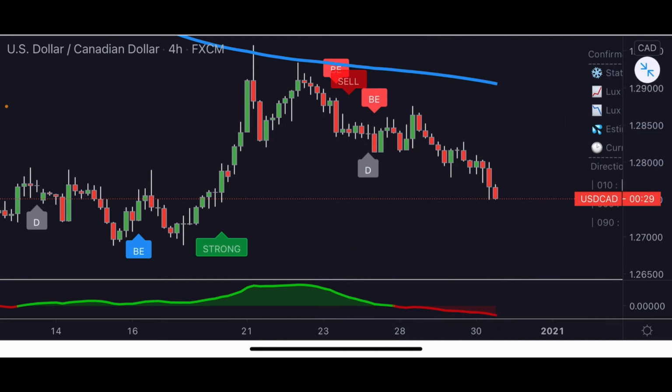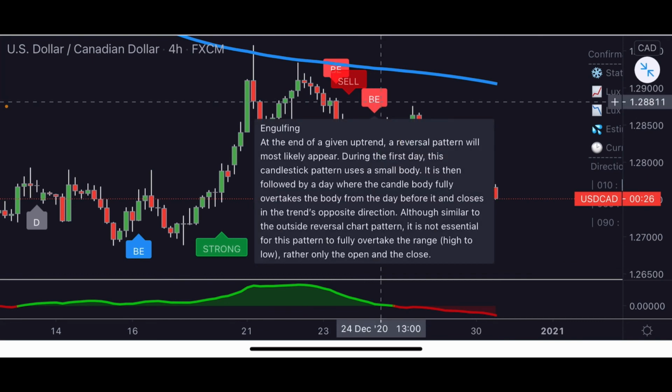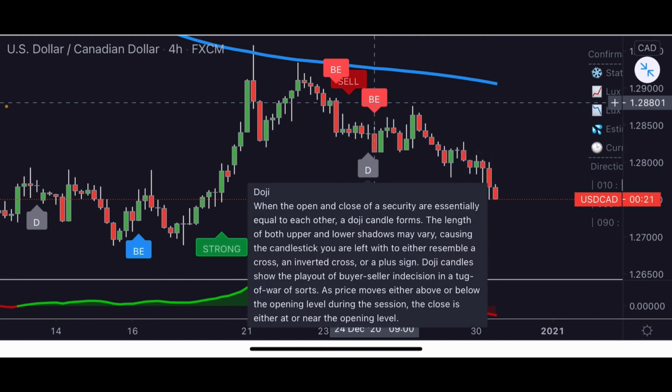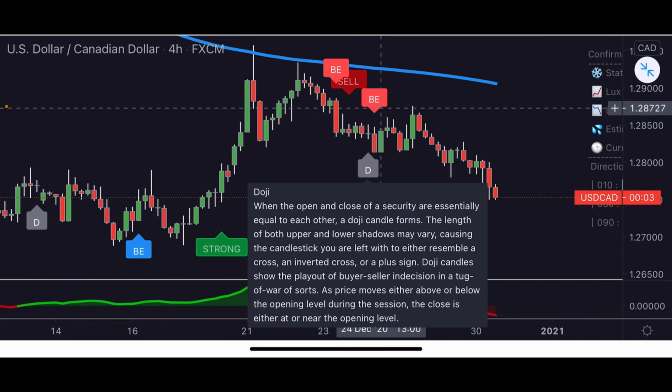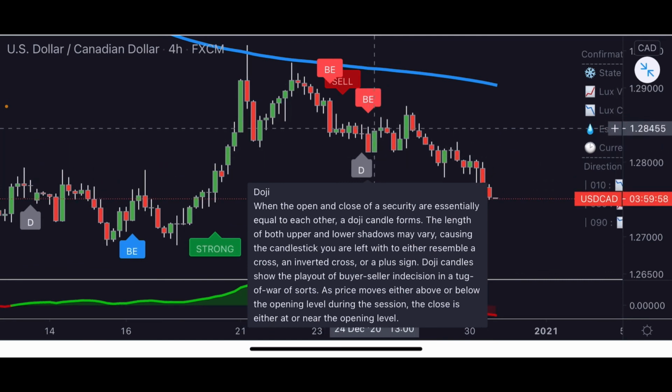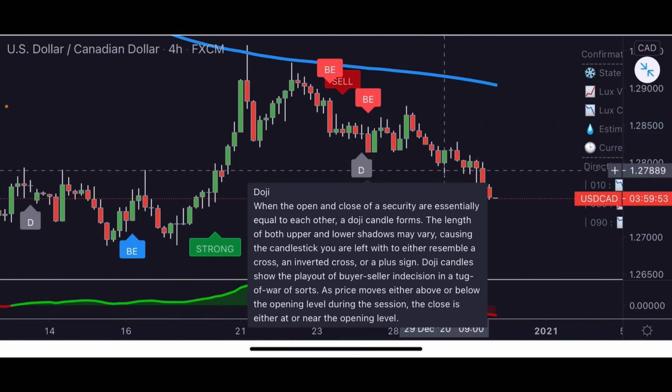And when you see these candlesticks right here, these are bearish engulfing candlesticks. As you can see, these are all bearish engulfing candlesticks. And then a doji came out, which totally changes the market the other way. A doji candle forms when the open and close of a security are essentially equal to each other. Dojis are basically neutral, undecided, so there are a lot of undecided traders here. The bulls tried to take it up again, but the bears took control.